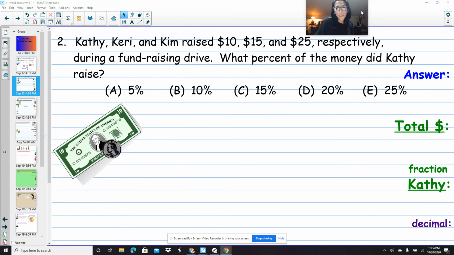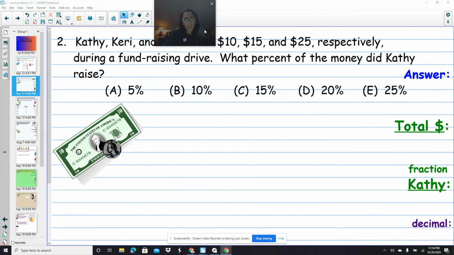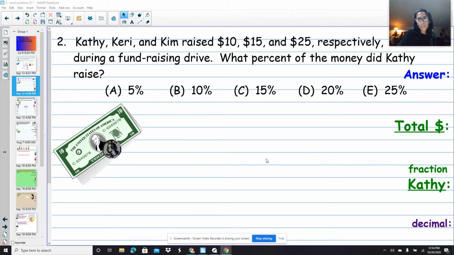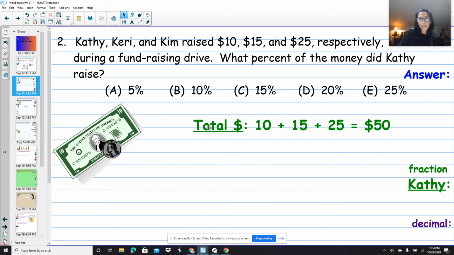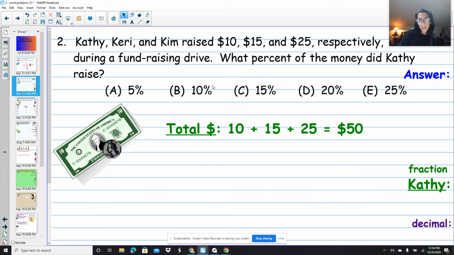Okay, so here we go. Kathy, Carrie, and Kim raised $10, $15, $25 respectively during a fundraising drive. What percent of the money did Kathy raise? Now, percent is part out of a whole, okay? So we got to first determine the total amount. Percent, part out of whole. The total is the whole. So we find out that they raised a total of $50.